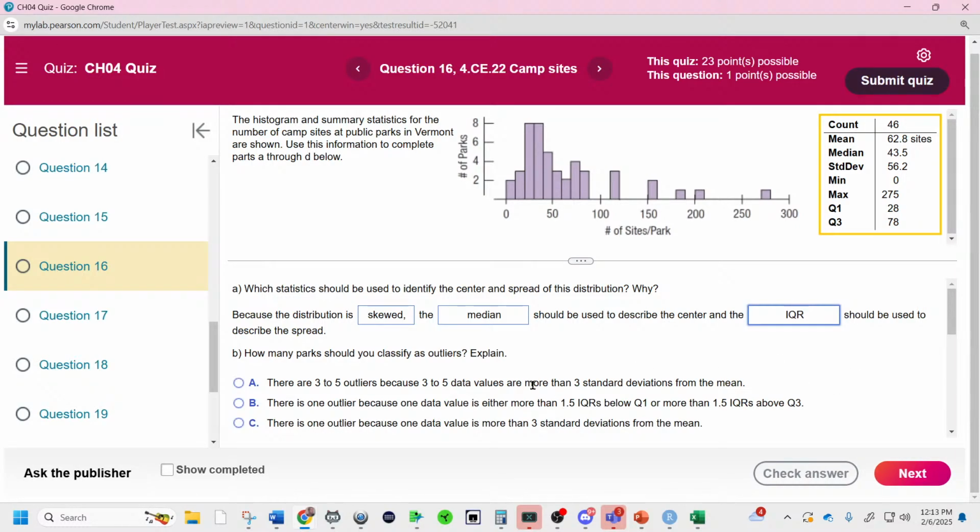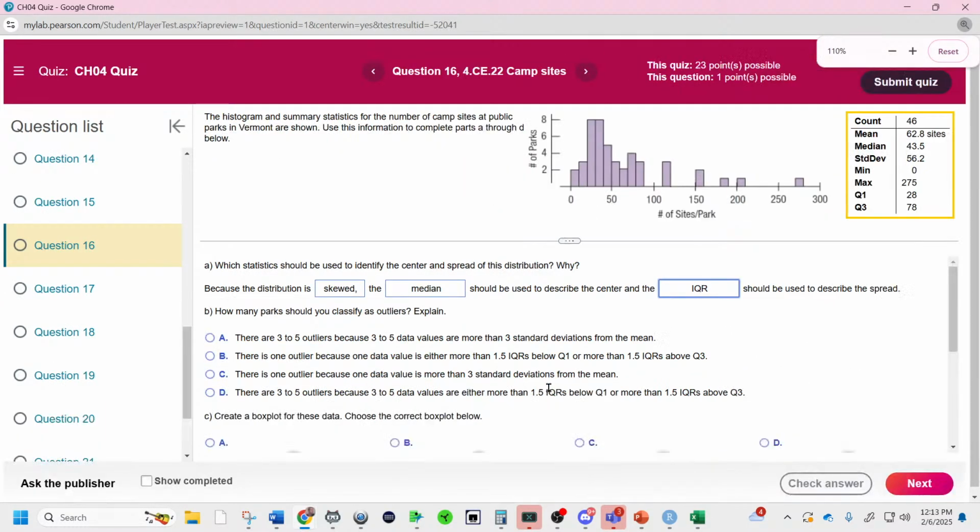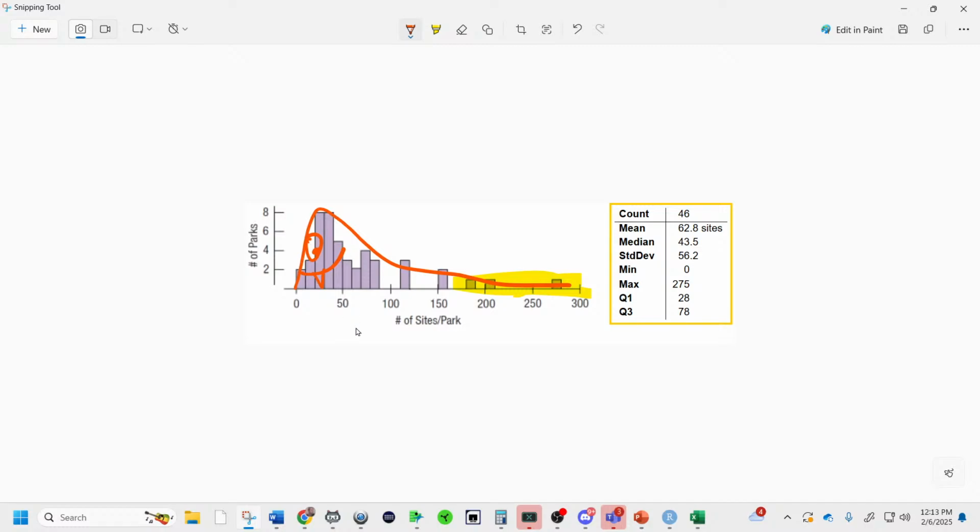Good review right there. How many parks are outliers? Now this is where it gets iffy. What we want to do is figure out where the upper fence is. To figure out the upper fence, we need to first figure out the IQR. So how much is the IQR for this data set? The IQR is 50. All you're doing is subtracting those numbers to figure out how far apart they are.